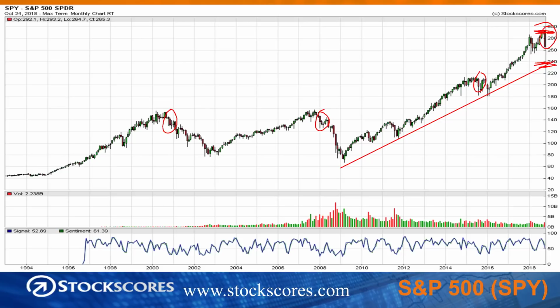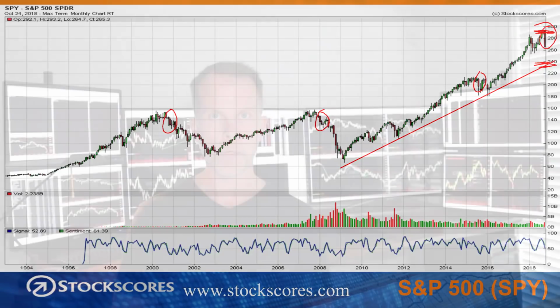How will we know if that's likely to happen? We've got to watch this week's weekly chart and where it closes. If it closes below the upward trend line on the weekly time frame, then I think in the months ahead, maybe even the weeks ahead, we could very easily get to that monthly upward trend line around 240 on the SPY.